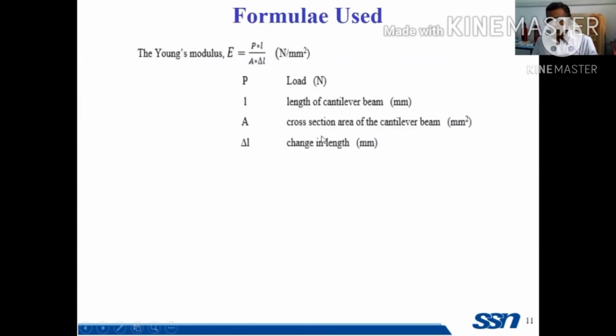Now, I will give you some other equation to find the Young's modulus. Now, this is a cantilever beam.